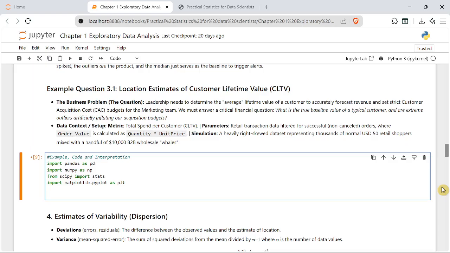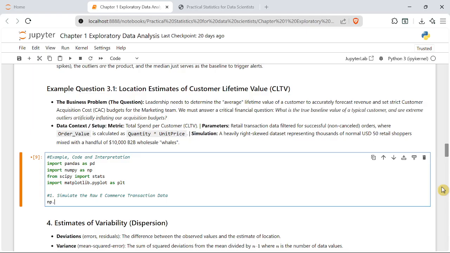Okay, so first simulate the raw e-commerce transaction data. np.random.seed(42).